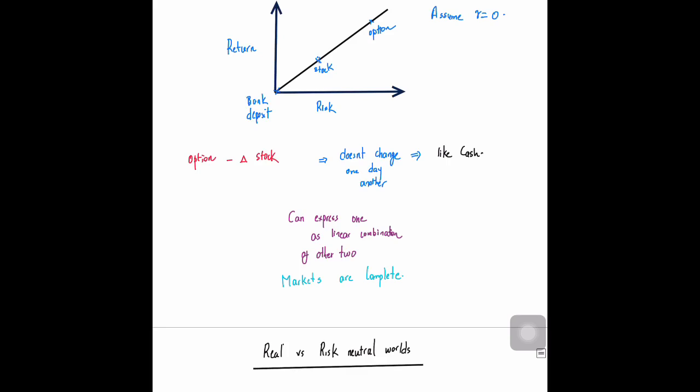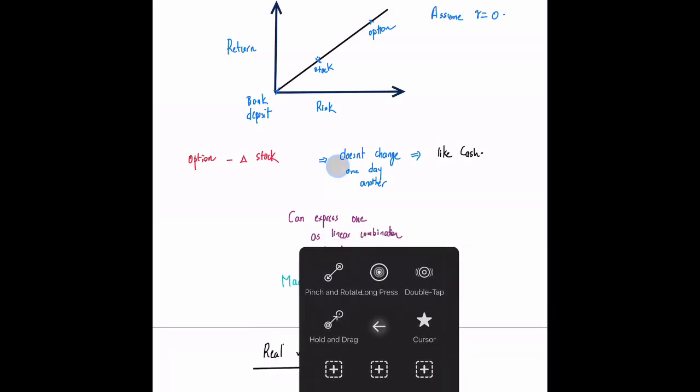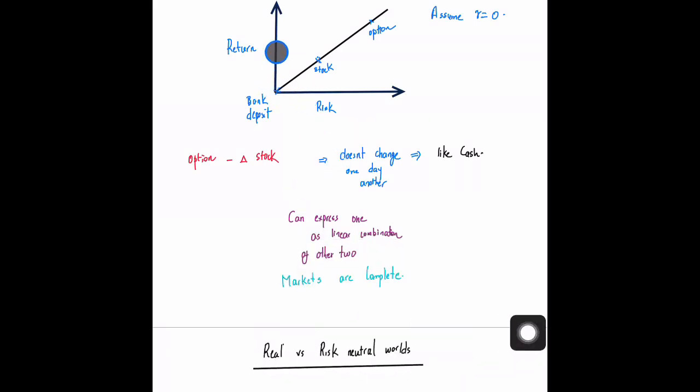Now let us consider the following. This thing is called a risk curve: the return on a particular investment versus the risk. You take your money, you put it inside a bank deposit, there is no risk involved, and the return is also equal to 0, in case you are assuming the interest rate is equal to 0 for the time being.